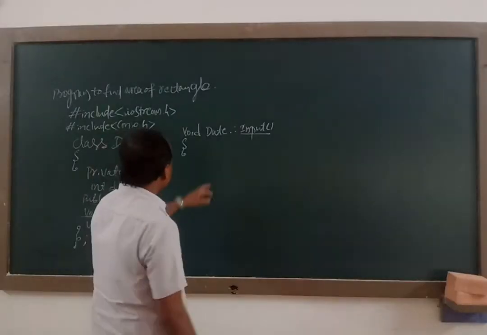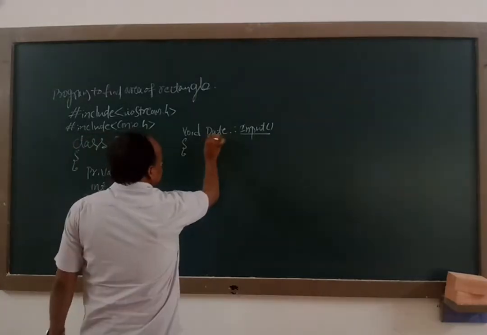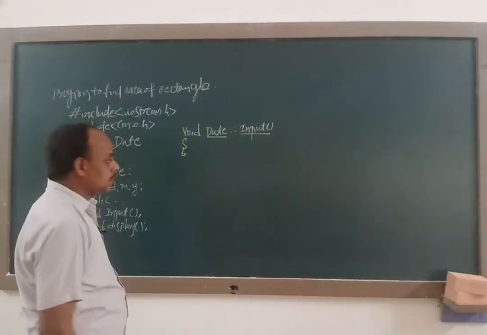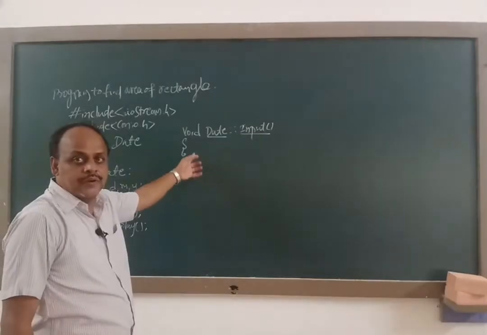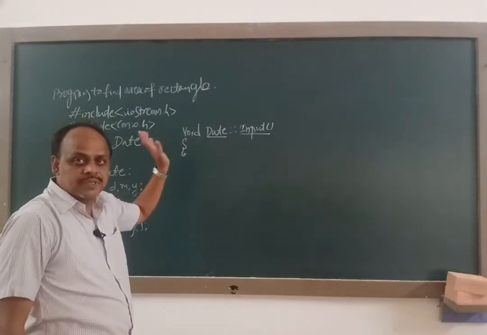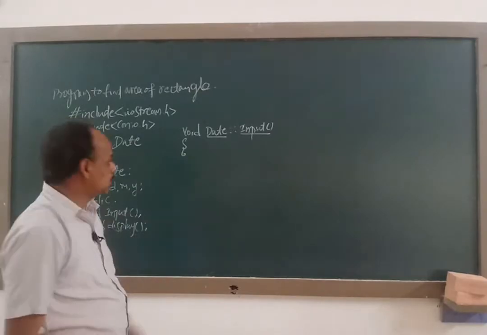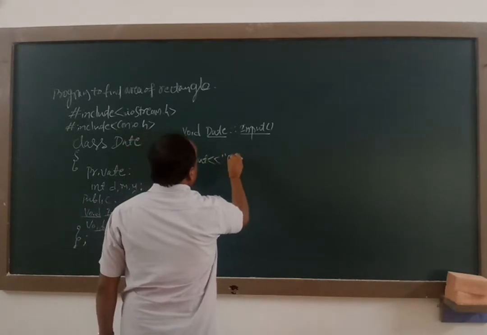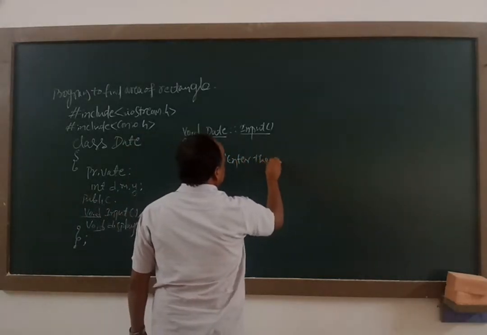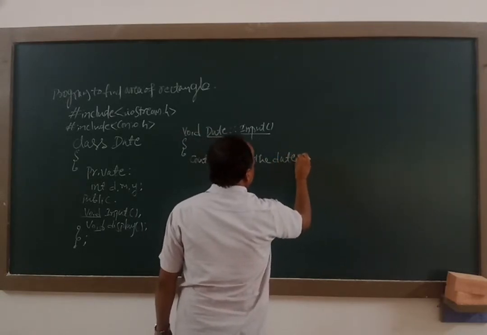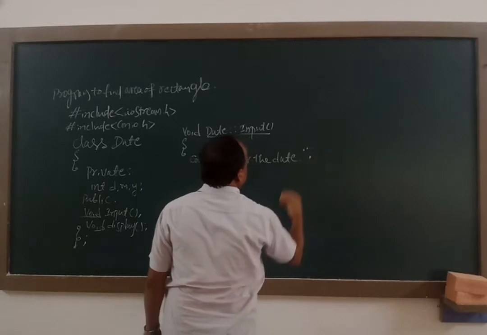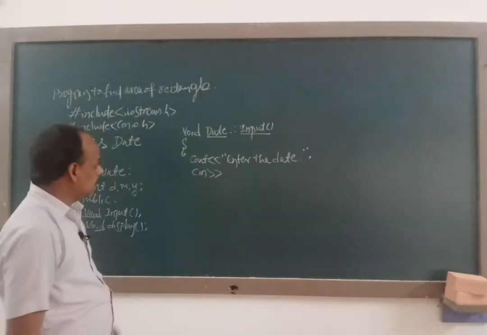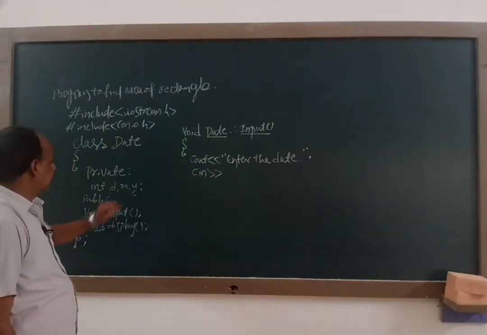See here. So how to write? First we have to write class name, scope resolution operator, function name, right? Now what code we have to write? We have to write code in such a way that the user must enter day, month, year. Therefore cout, enter the date, cin. So he is going to enter day, month, year. That is going to be stored in D, M, Y, right?